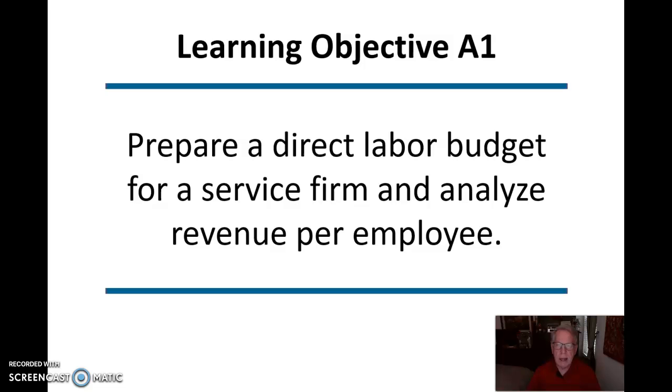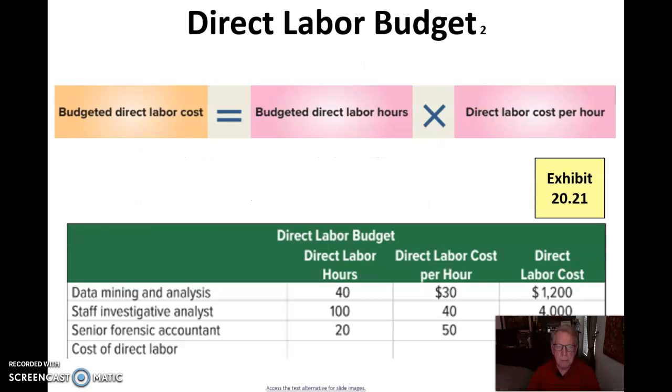All right, a direct labor budget for a service firm. And let's look at that. Here we have our budgeted direct labor cost. We have our budgeted direct labor hours and our budgeted direct labor cost per hour. And we can foot that all out nicely into our direct labor cost. Here they've done just that. They put the hours in here. They put the cost per hour here and just multiplied it through.